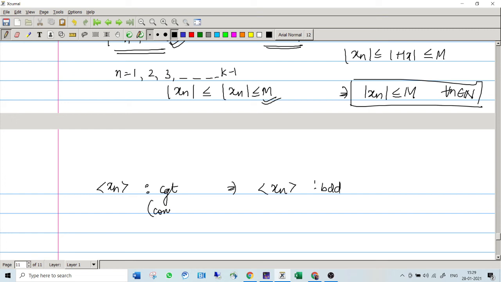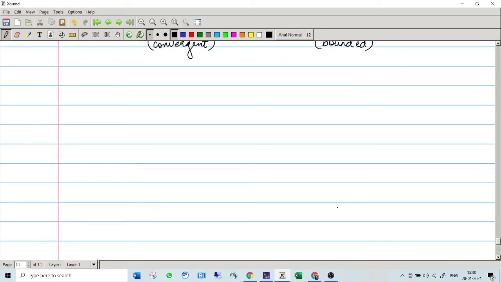CGT stands for convergent. I hope you are not confused anywhere whenever I'm using some notations like these. And BDD stands for bounded, right? So you have seen that a sequence which is convergent is also bounded. Then I have a question. If you have a bounded sequence, then can you say that it is convergent? That is the question.